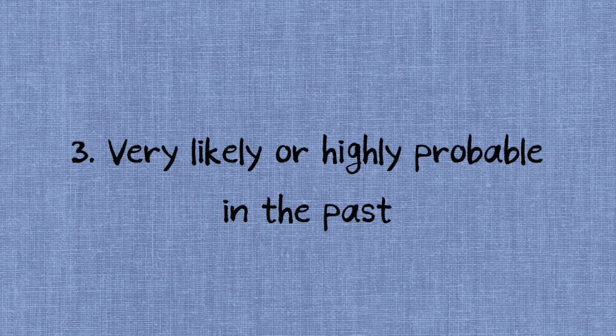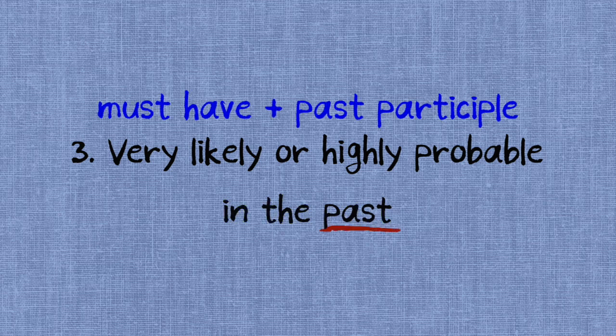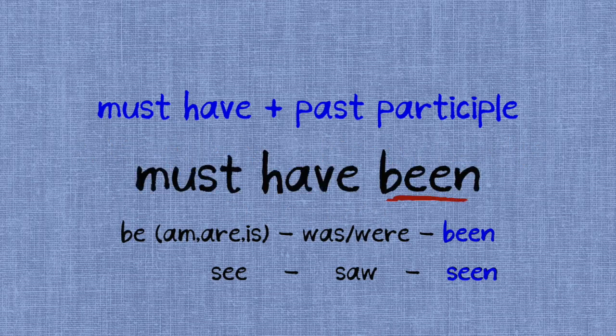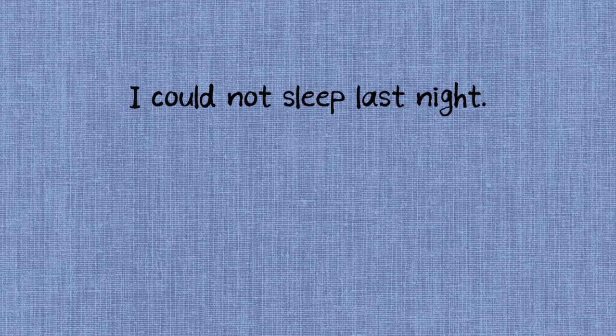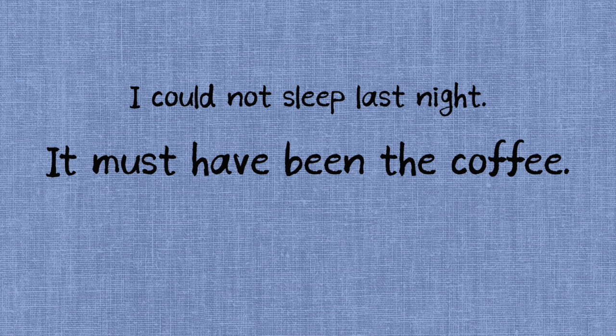The third way to use must in English is when something is very likely or has a high probability, but has already happened. So it's a little similar to our second way, but this time we're going to be using it in past tense. Actually, we will be using it with the past participle. So, must have been or must have seen. For example, I could not sleep last night. It must have been the coffee.